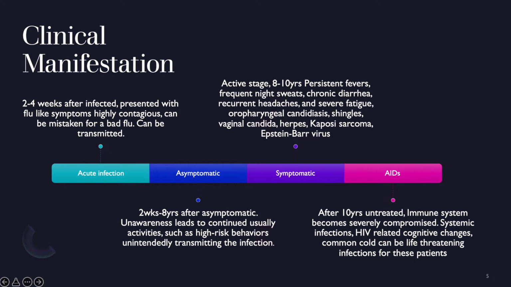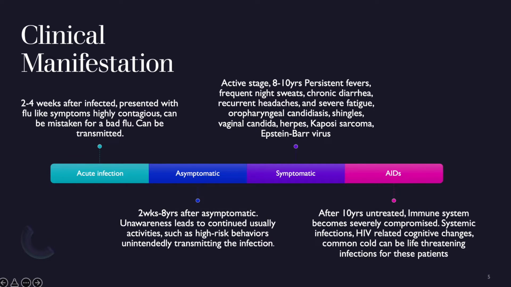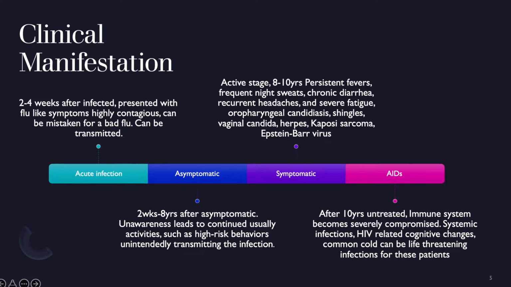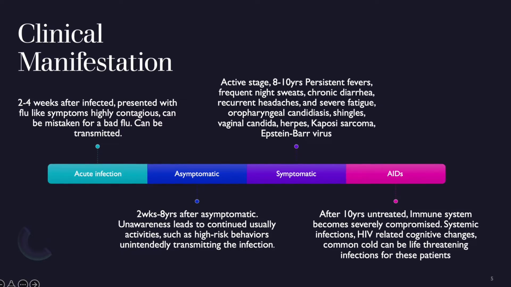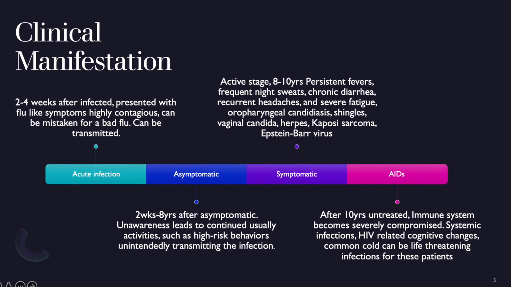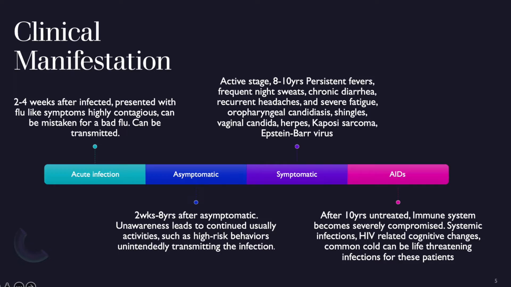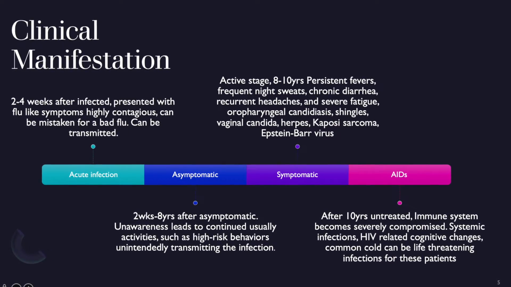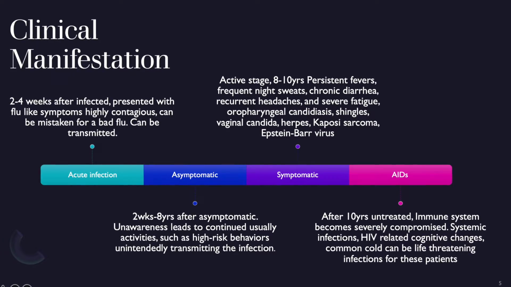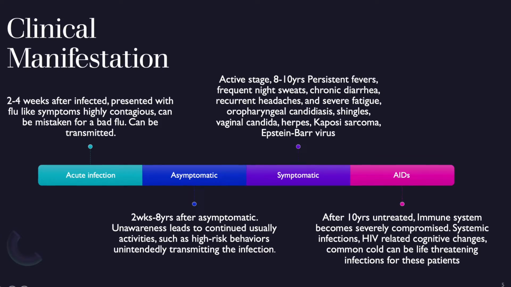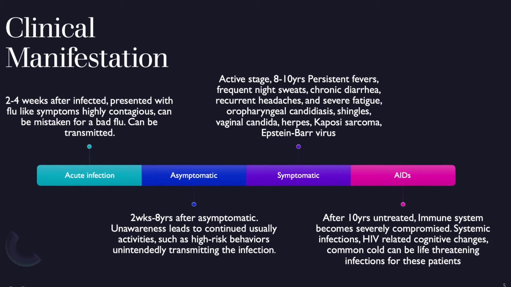So HIV has 4 stages we can talk about, and the manifestations of HIV look a little different in each one. First, you have the acute infection, which is 2 to 4 weeks after you're infected. This feels like the flu. So it can easily be missed because people just think they have the flu. Next, you have the asymptomatic stage. This is 2 weeks to actually 8 years where you have no symptoms. And so if you don't catch it in the acute infection stage, you may not know for up to 8 years that you are HIV positive. Unawareness leads to continued high-risk behavior. So really, it's so important to catch it early.